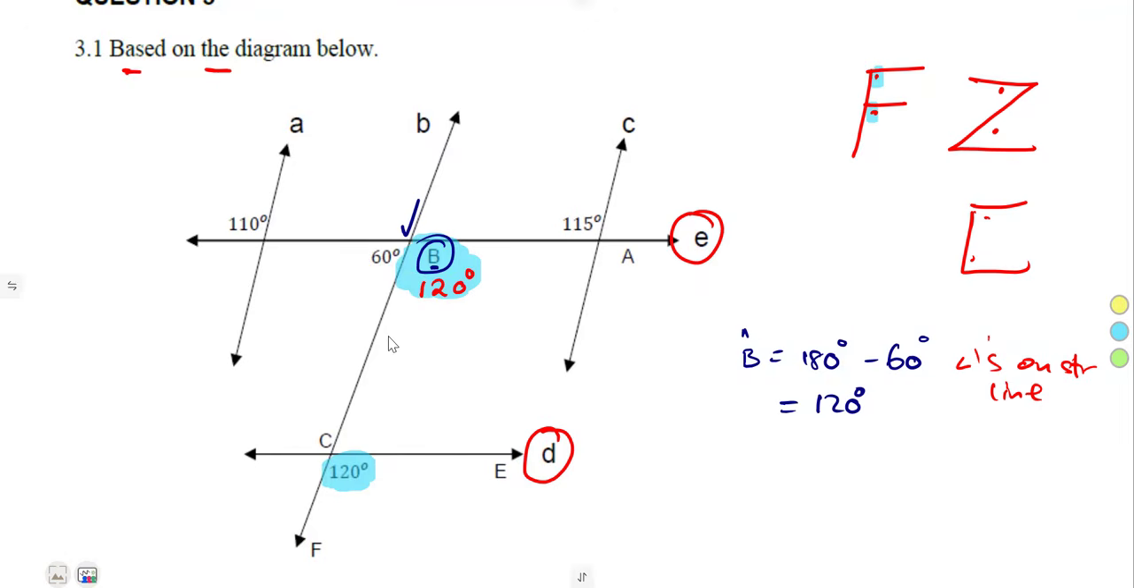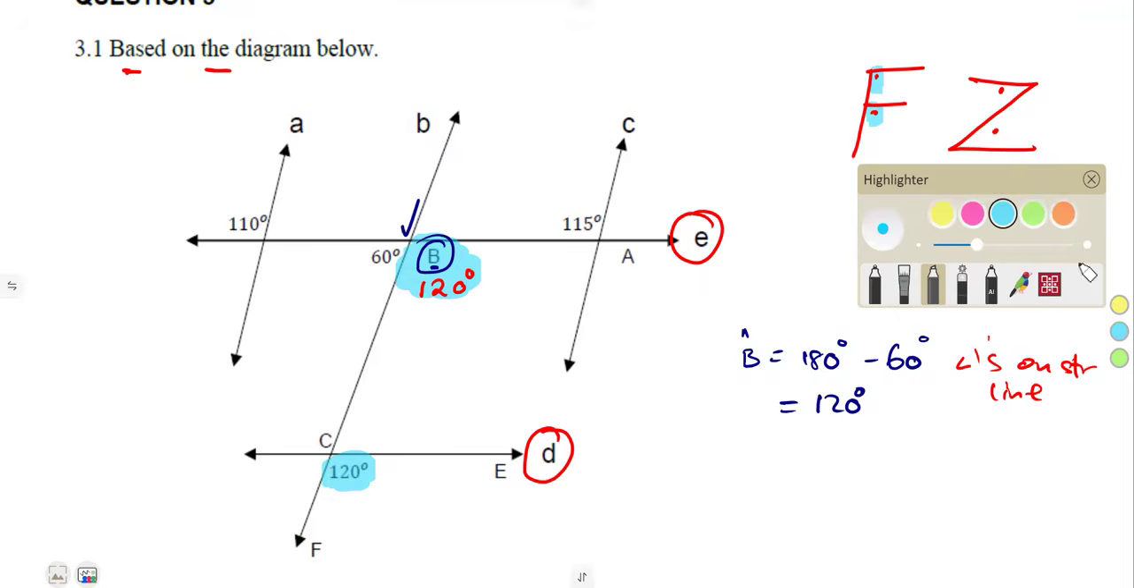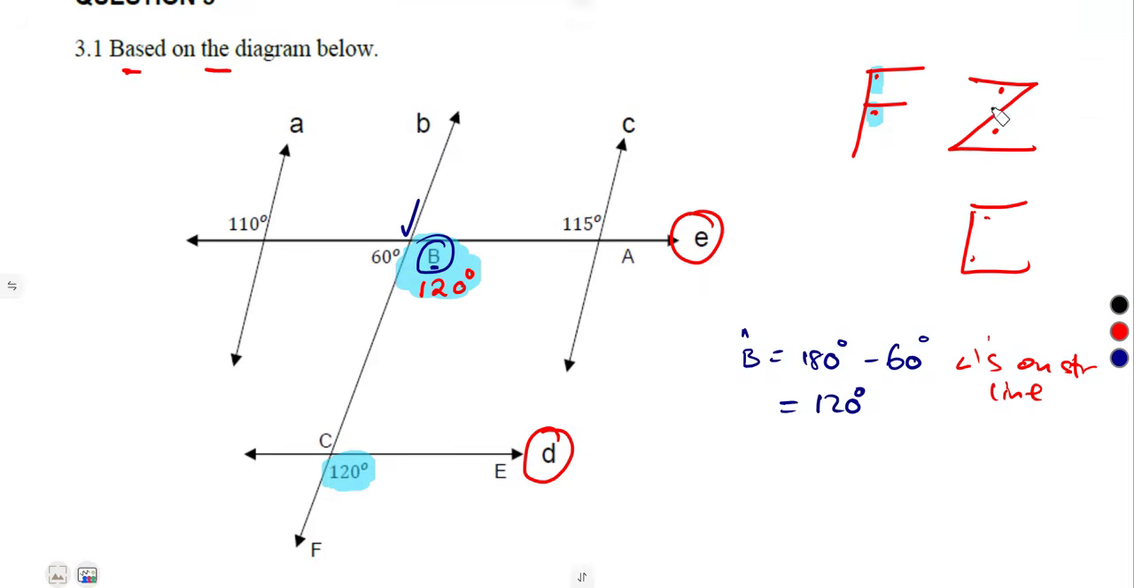Guys, these two angles cannot be the same by any chance. It cannot happen like that. It can only happen that these two angles are the same if truly the two lines are parallel. There is no way that this will be 120 and this will be 120 otherwise.